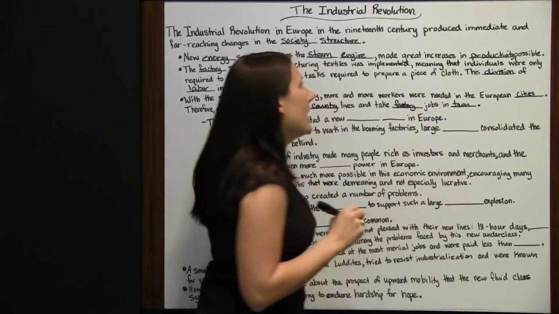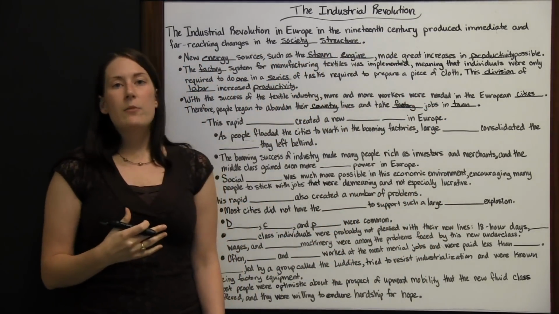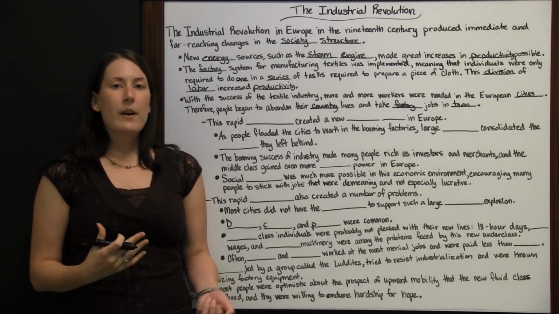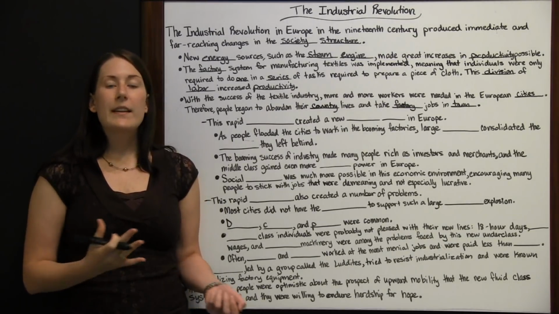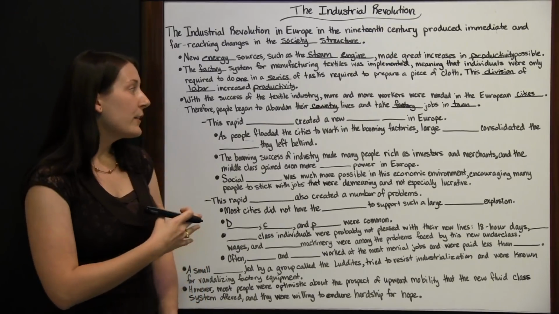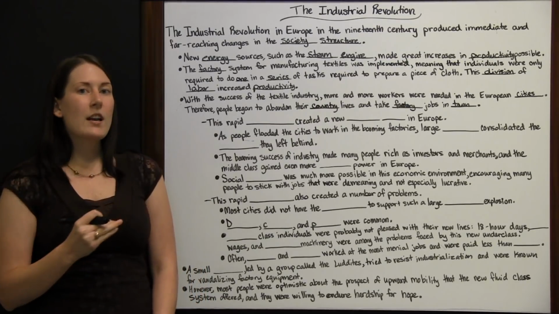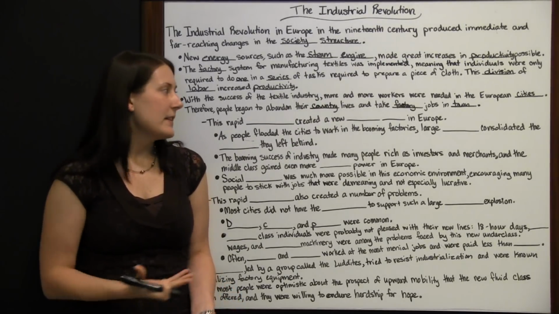Now, industrialization did come to England before it came anywhere else, but it quickly spread throughout Europe and then just a little while later over to America. So once it started, it spread quickly, but it did begin in England.